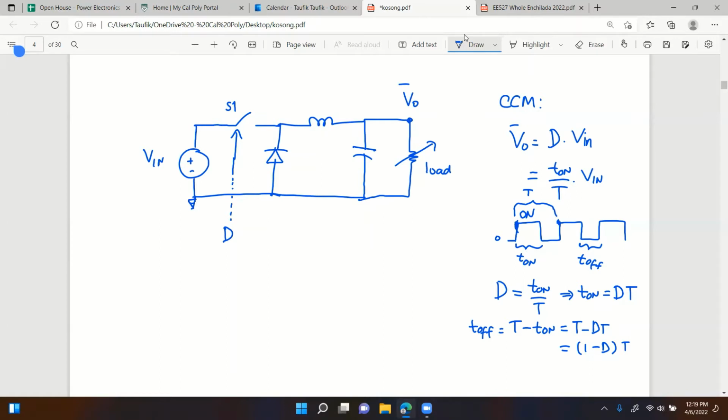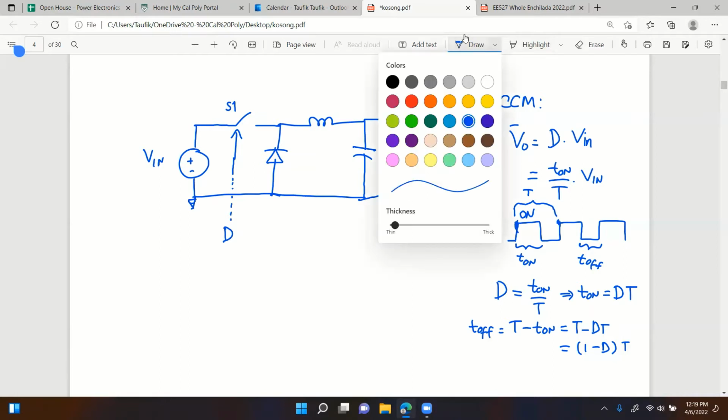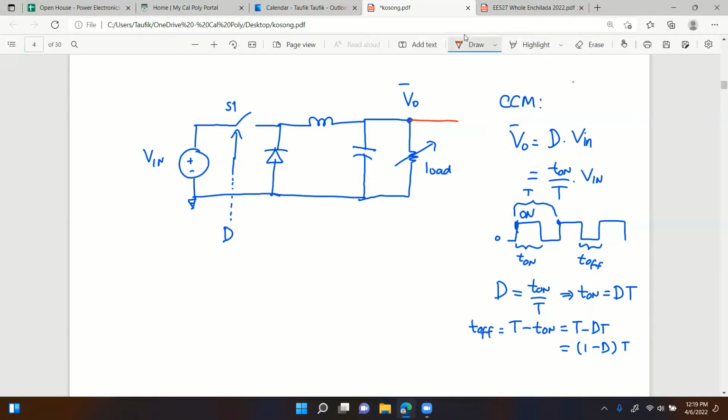So how do we keep the output voltage constant? By having the feedback controller, right? So we can have a way to watch the output voltage, and then process that signal so that we can output the proper duty cycle. This is what we call the controller, right?